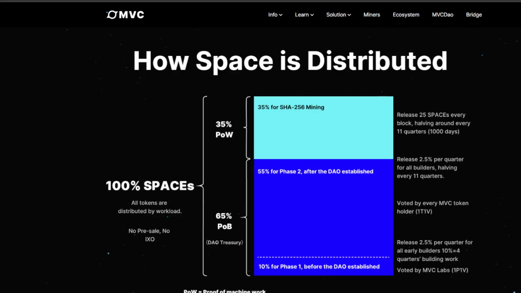Okay, so let's spell this out a little bit in more detail. You can see that 65% of the token right now is basically held in the DAO. Okay, it's held in treasury. So 65%, and how it's going to be distributed is POB, what they refer to as proof of build. So basically, they release 2.5% per quarter for all builders, having basically every 11 quarters. So every halving, they're going to be releasing tokens as the ecosystem grows, as the developers build. So basically supporting the builders to grow their ecosystem using 65% of these tokens for that use case.